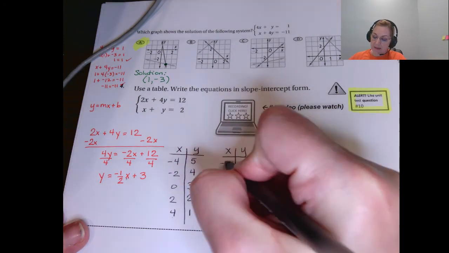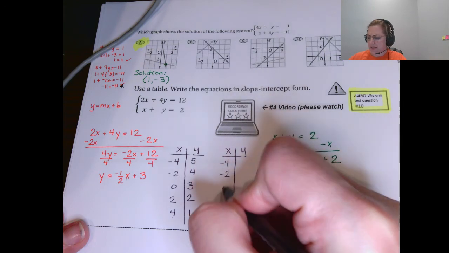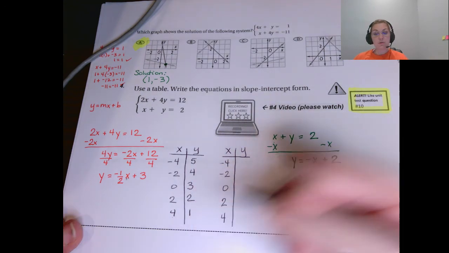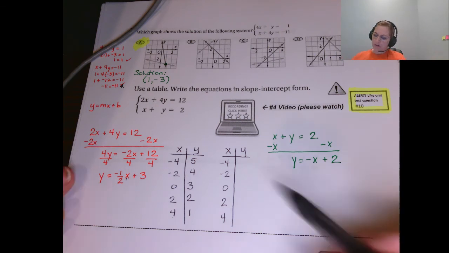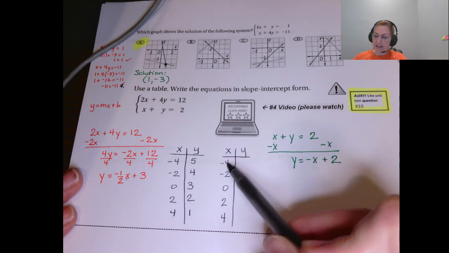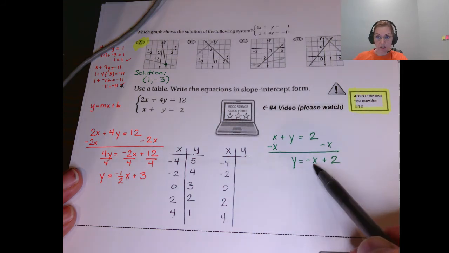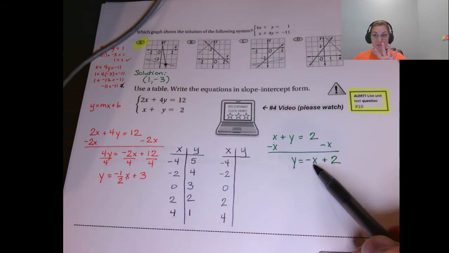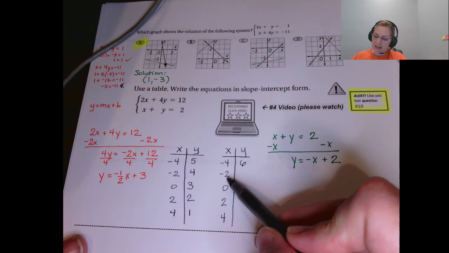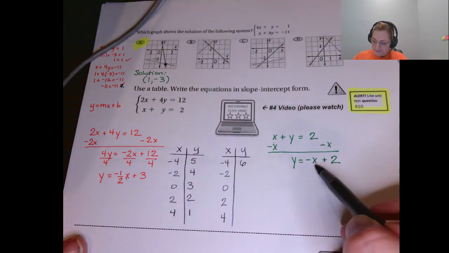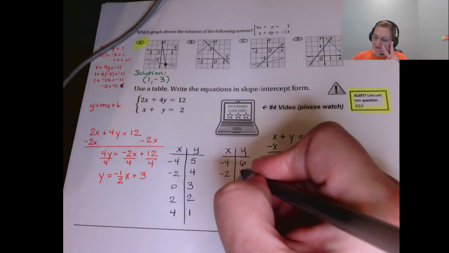Now I'm going to make my second table here. And I'm going to use the same x's. You may say, well, why are you using the same x's? Because remember, I'm looking for points that are the same in both charts. I need them to be exactly the same. So let's put this one in. Negative 4. Think about it. Negative 4. It's going to make it a positive 4. Plus 2 is 6. Negative 2, which gives me positive 2, plus 2 is 4.